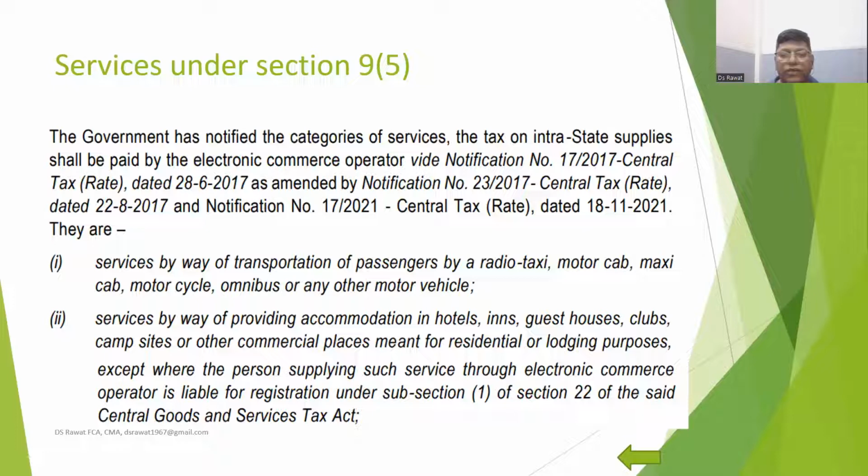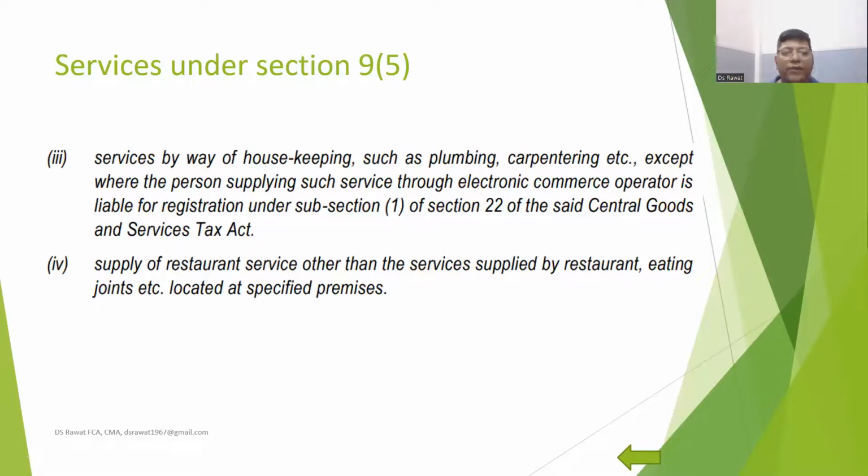Except where the person supplying the services through the electronic commerce operator is liable for registration under subsection 1 of section 22. If a person is liable for registration under section 22 subsection 1 in case of the second services, which is services of providing accommodation in the hotel, etc., then this service is not covered by section 9 subsection 5. Similarly, in case of service by way of housekeeping, etc., similar exemption for those which are registered under section 22 subsection 1, then the e-com operator will not be liable to tax. And supply of restaurant services other than services supplied by restaurant, eating joint, etc., located at the specified premises. Suppose it is a Bikaner wala and they are providing restaurant services in the Bikaner wala, then this section 9 subsection 5 is not applicable.